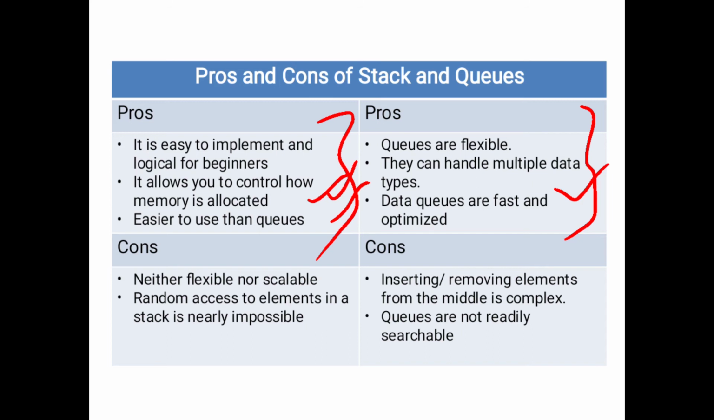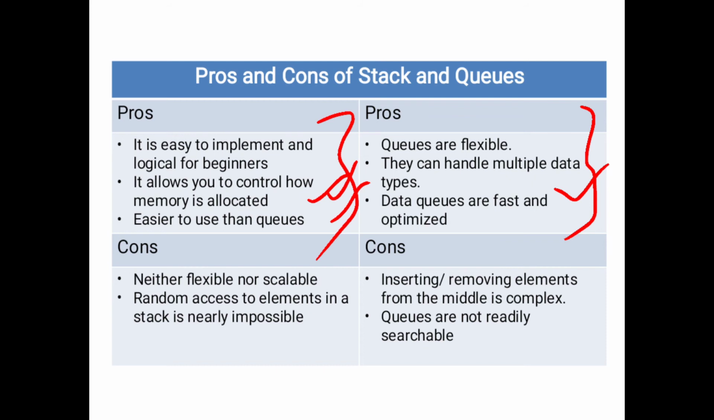Always, a stack is very easy to implement, because push and pop, both processes are always at the top of the stack. So that is a very simple concept, the easiest way to understand it. Then it allows you to control how memory is allocated, so we can control the memory. Allocation and deallocation, both processes are very simple in a stack. So a stack is easier than queues.